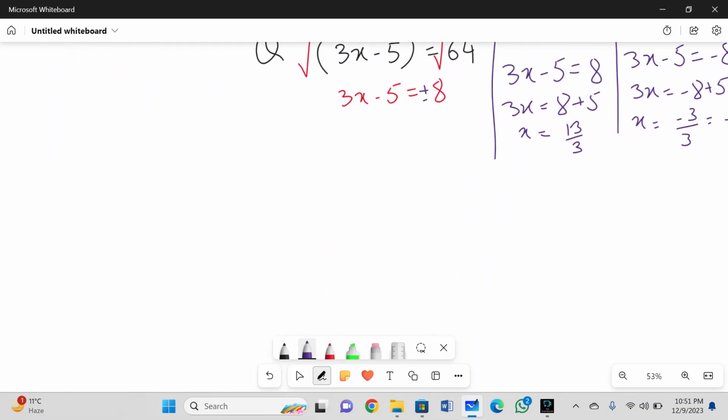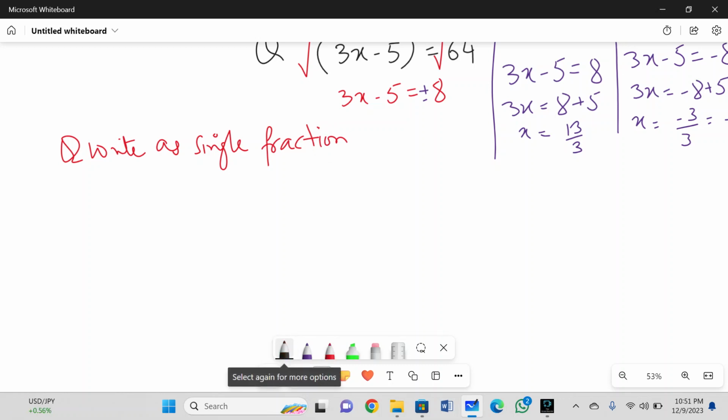Another topic, very important again: writing any algebraic fraction as a single fraction or multiple fractions. When you are asked to write as a single fraction, how are you going to do that? For example, you have a question that says write as a single fraction. Whenever you have a plus or minus sign in between fractions, you are always supposed to make the denominators similar. So don't forget to make the denominators similar whenever you have a positive or negative sign between two or more fractions.